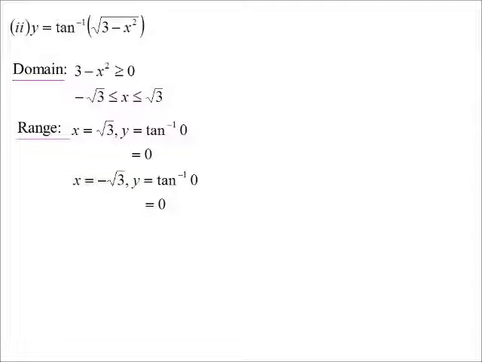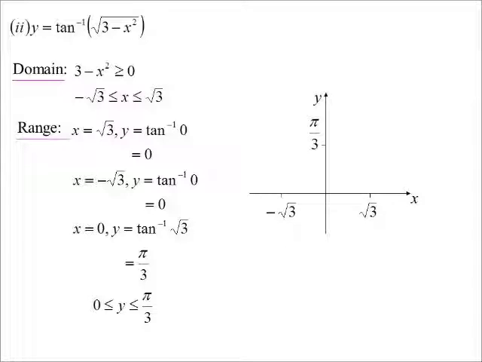So our logic says, let's have a look at the middle as well. Let's see what happens there. So at x equals 0, we get up to pi on 3. Okay. So it looks like my range is going to be in between 0 and pi on 3. Let's draw that. Pi on 3, minus root 3, root 3. And there we go. Inverse tan of the square root of 3 minus x squared.